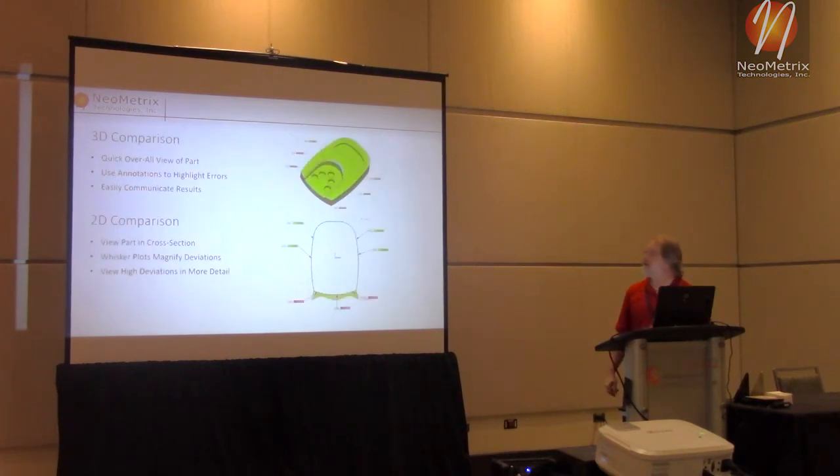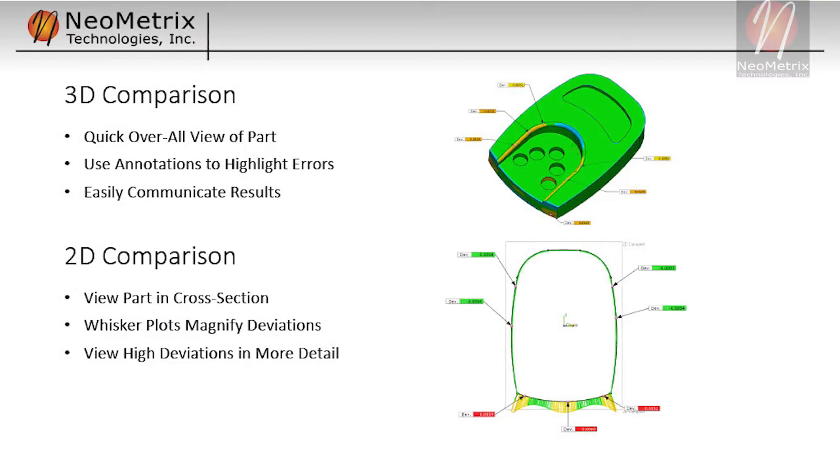Once it's aligned, then we can do a 3D comparison. That's that color map. We set a global tolerance. Everything that falls within that tolerance will be green. As things start moving out of tolerance, then they go red on the high side, blue on the low side. So you get a very quick graphical interpretation of the quality of the part we produce.